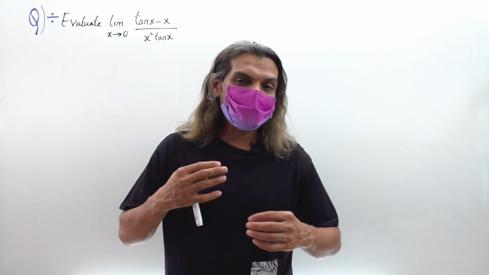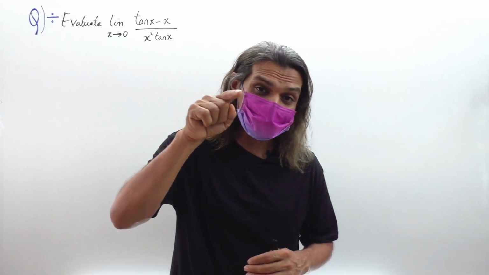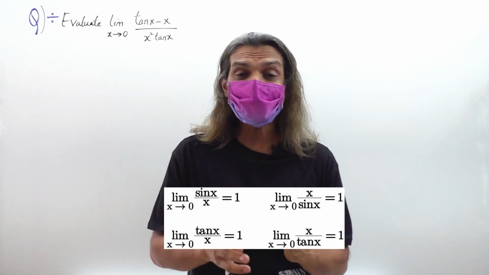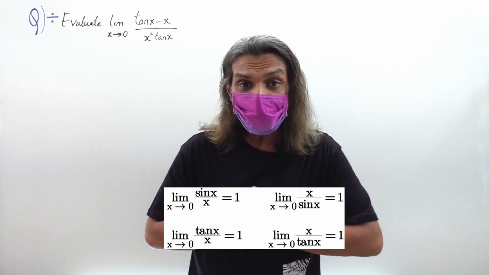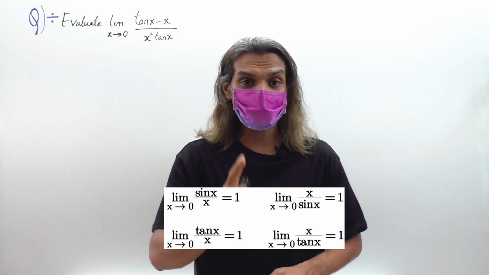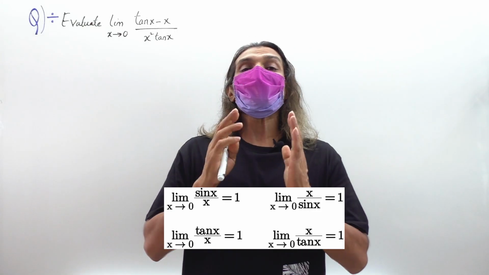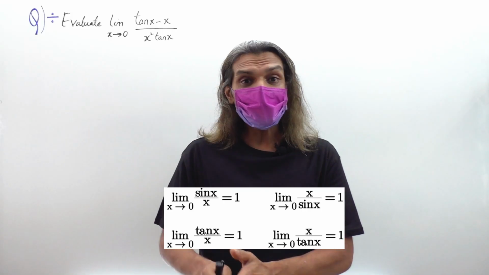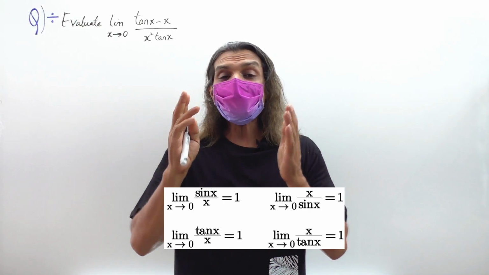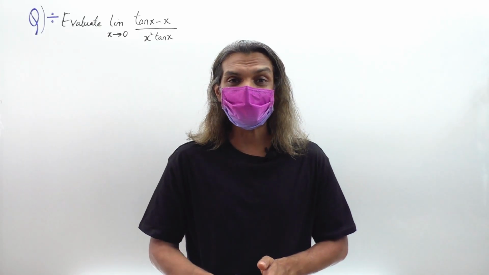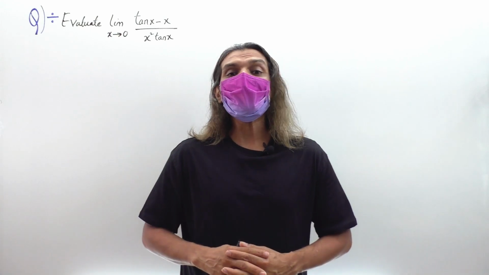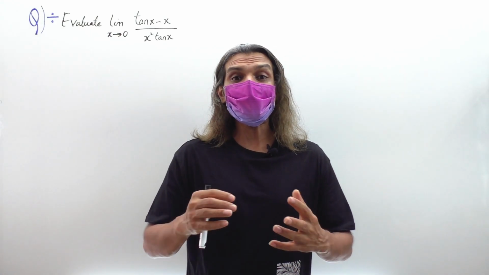Before starting, let me quickly remind you of the key standard limits you must remember. Those are: limit of sin x by x as x tends to 0 is equal to 1. Also, limit of x by sin x as x tends to 0 is equal to 1. The next one is limit of tan x by x as x tends to 0 is 1. And also limit of x by tan x as x tends to 0 is equal to 1. These are essential for applying L'Hospital's rule when trigonometric functions like sin and tan are involved.